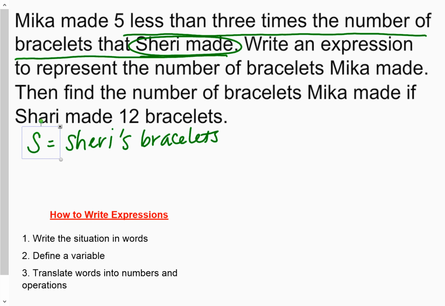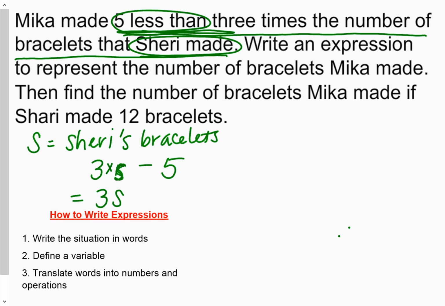Okay, so we don't know how much Sherry made. So we'll say that it's 5 less than. So we know it's minus 5. 3 times the number of bracelets that Sherry made. So 3 times S is our variable. Okay, so then again, we can simplify this as 3S minus 5. So this is our algebraic expression. So it's 3 times the number that Sherry made, and then we're subtracting 5.